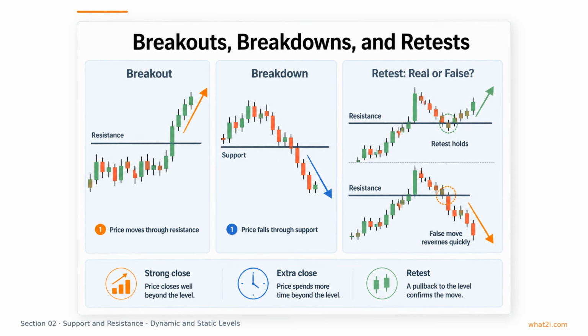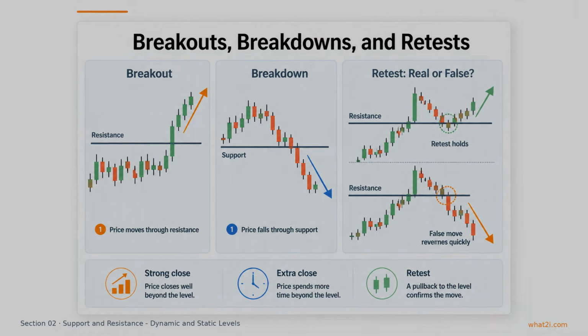One of the most useful clues is the retest. If old resistance becomes new support and price holds there, the breakout often looks more credible. If price falls back through the level immediately, caution is warranted. Retests do not always happen, but when they do, they often help separate conviction from noise.